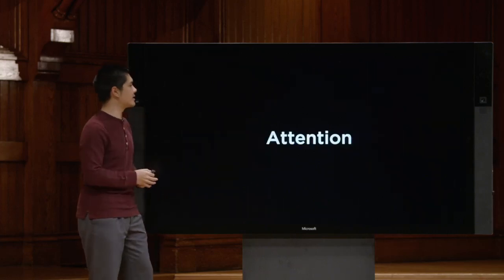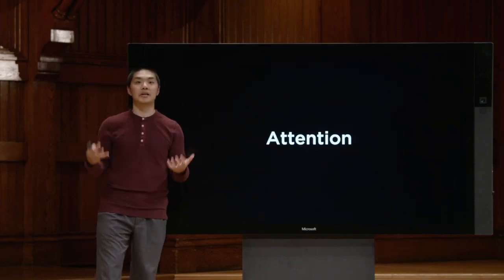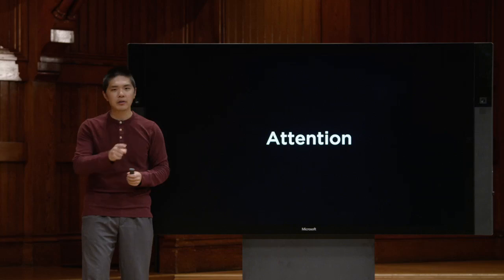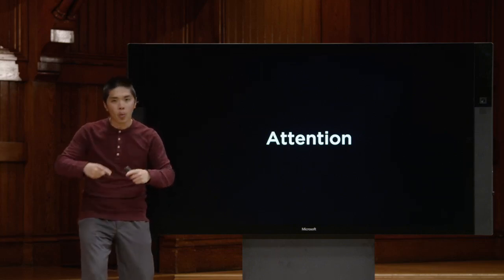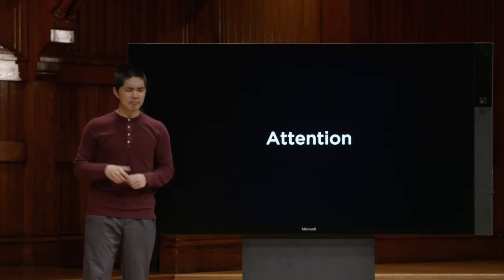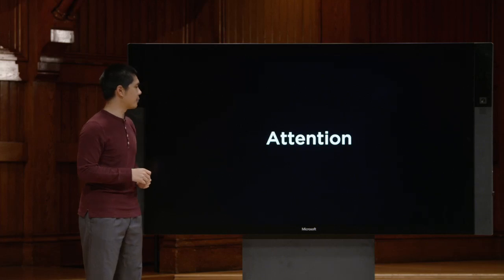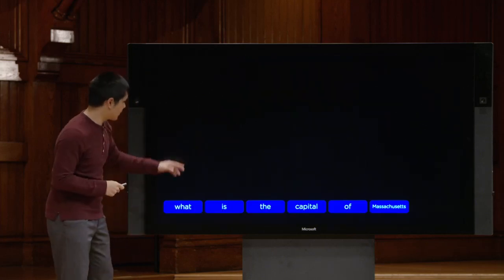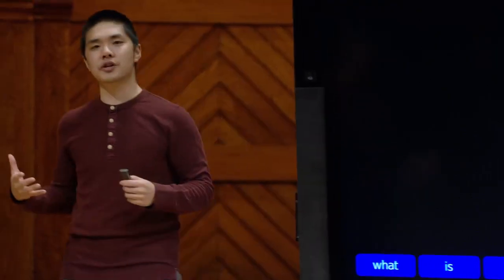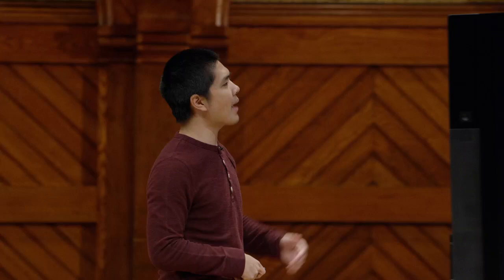And this is the key idea behind a mechanism known as attention. Attention is all about letting us decide which values are important to pay attention to when generating, in this case, the next word in our sequence. So let's take a look at an example of that. Here's a sentence. What is the capital of Massachusetts? Same sentence as before. And let's imagine that we were trying to answer that question by generating tokens of output. So what would the output look like? Well, it's going to look like something like the capital is.